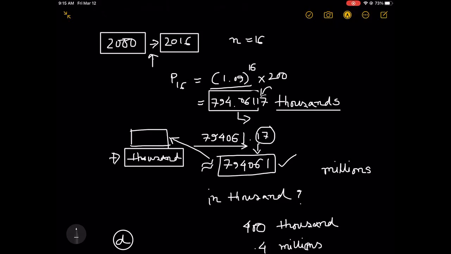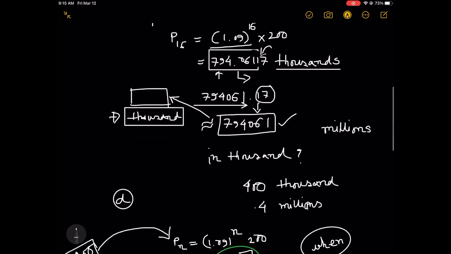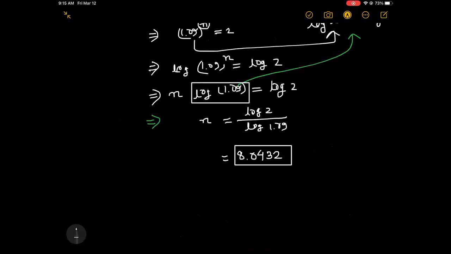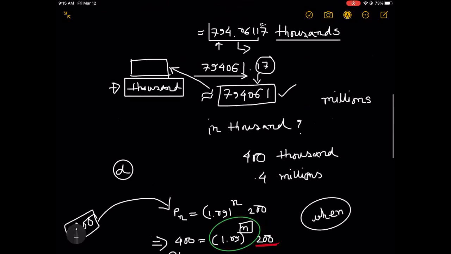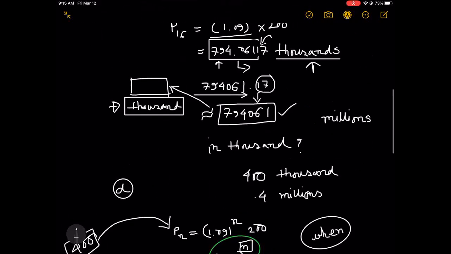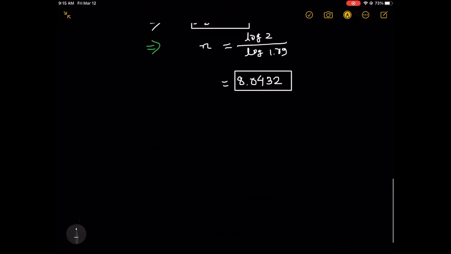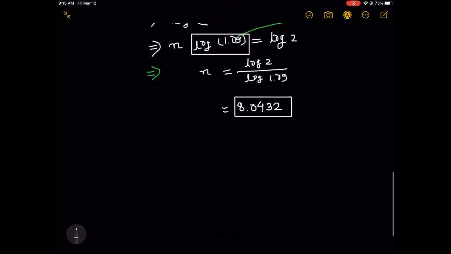That makes sense because it's actually 794,000, so it's more than 400,000. Anyway, we should get less than 16. Because after 16 years, it will be about 794,000, right? We have already calculated it here. So just about 8 years after, it will become 400,000. So we'll say that after 8 years, it will exceed it.